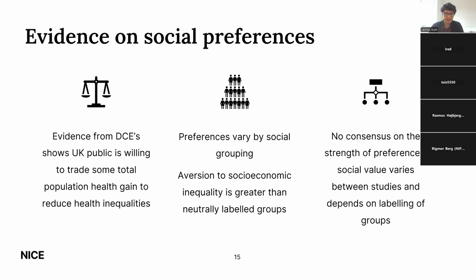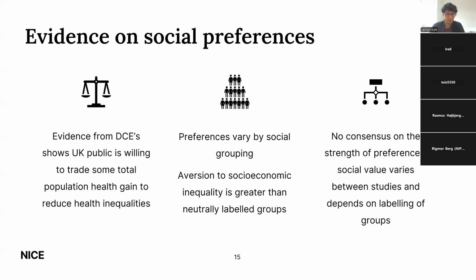But not only are the experimental approaches liable to have biases and framing effects, anything that you'd normally associate with stated preference studies, but they also vary by the social grouping. Whether you label your groups as different socioeconomic groups, or if they're neutrally labeled, preferences change, I think, based on the assumptions that respondents to these surveys have around the responsibility that certain groups might have for their own health. It makes a difference in terms of how prioritarian we want to be.